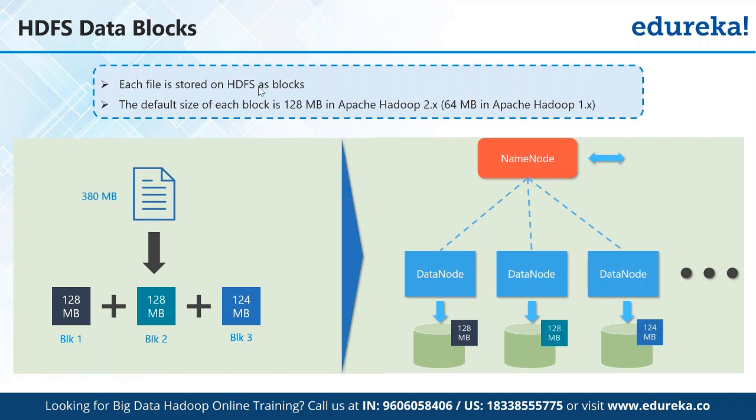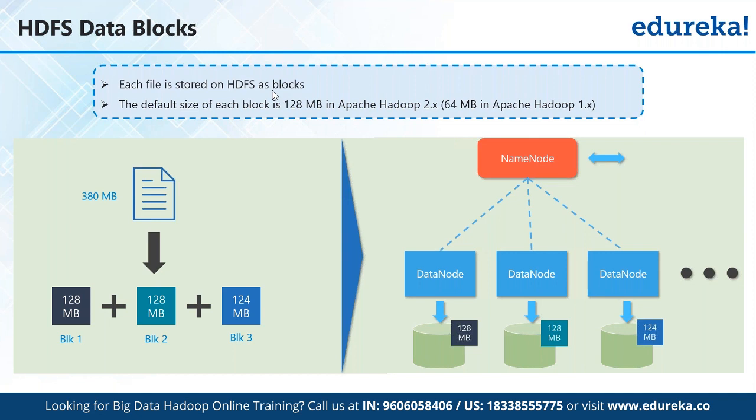Like you see here, each file stored in HDFS is in blocks. As we discussed, there will be huge files out there, right? So huge files will get chopped off into blocks and then they will be put on different data nodes. And I told you data nodes is where data actually gets stored. In Hadoop 2.0, the default block size is 128 MB. In Hadoop 1.0, it is 64 MB.